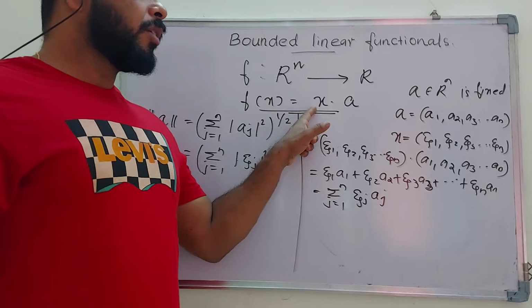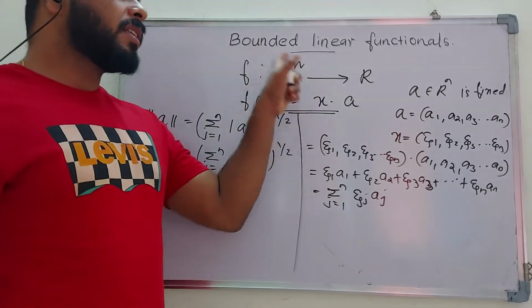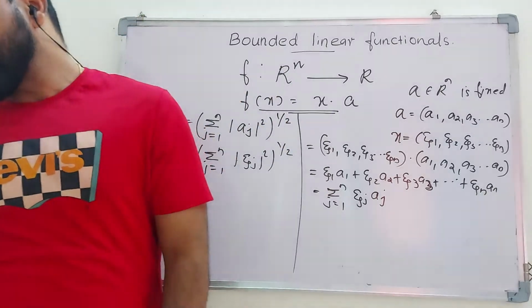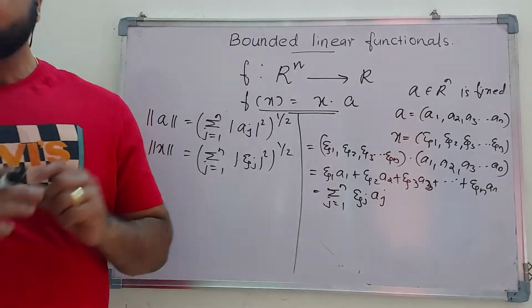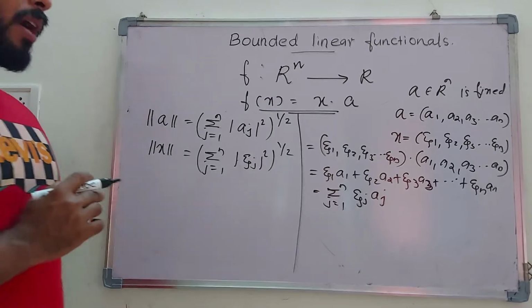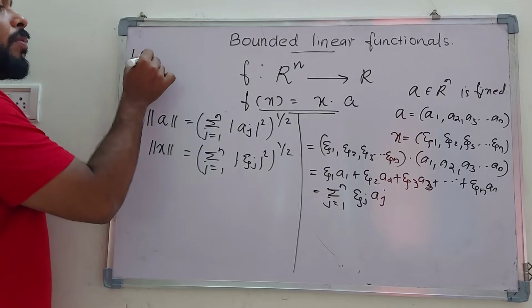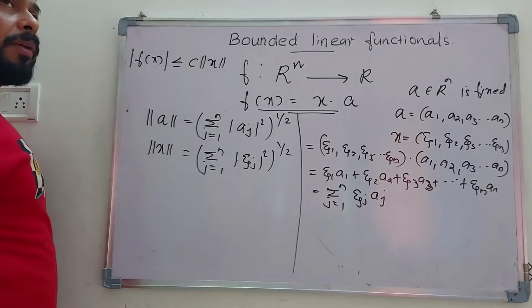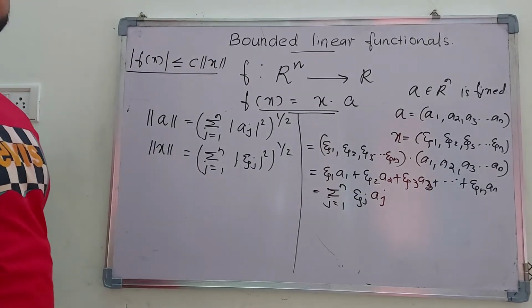f of x is the dot product of x and a, where x is an arbitrary vector of R^n and a is a fixed vector of R^n, and we define x dot a as summation j equal to 1 to n of θj aj. Now we will show that this operator is bounded. Linear we already know. We have to prove that it is bounded. We have to find a c, a finite positive real number, such that modulus of f of x is less than or equal to c times norm x.